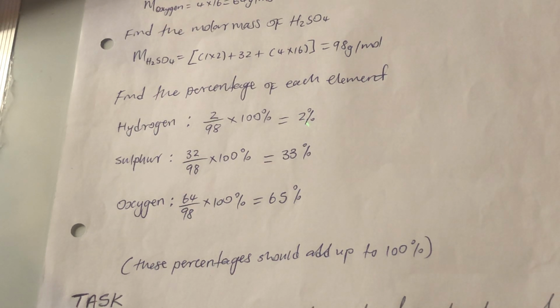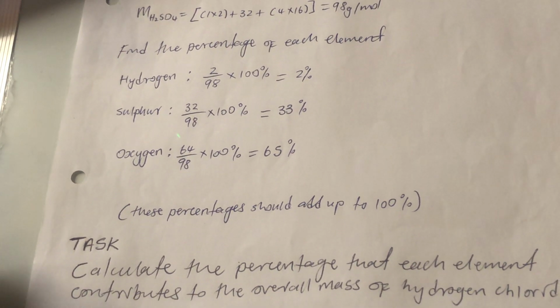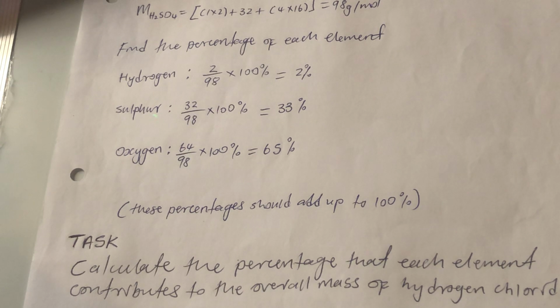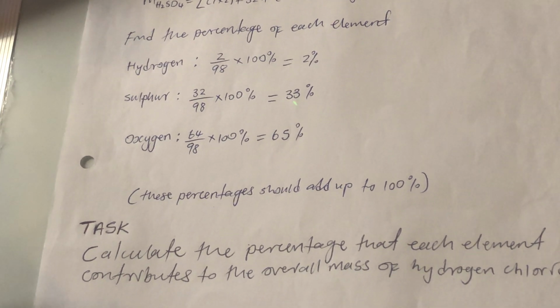You can confirm this by using your calculator. This is the percentage of hydrogen. Then we move to the next element, in this case sulfur. The molar mass of sulfur is 32 divided by the molar mass of sulfuric acid, which is 98. Then we multiply by 100%. This will give us 33%, as you can see on the screen.